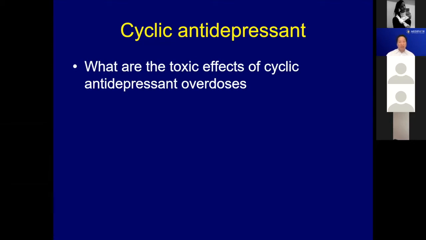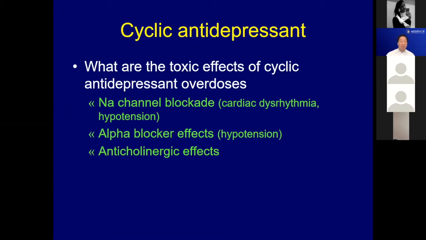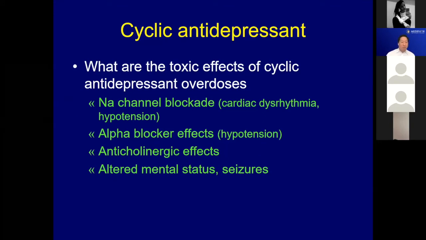So what are the toxic effects? Keep going. So sodium channel blockade, that's what causes your cardiac dysrhythmia. It causes hypotension. Next. All of them are alpha blocker effects, so they were hypotensive. Sometimes, actually, they're anticholinergic as well, but because of the alpha blocker effects, they may have small pupils, not large pupils. And finally, altered mental status. Apparently, cyclic antidepressants inhibit the GABA receptor at the picrotoxin site, so they can cause seizures.